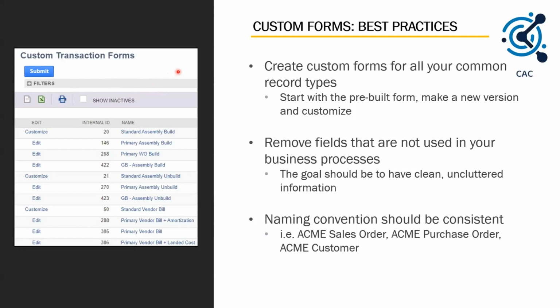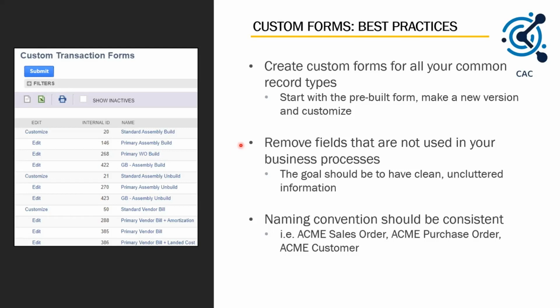So best practices, create custom forms for all your common record types. So what you want to do is start with the pre-built form. There's always going to be a standard form, such as standard assembly build. And you can see over here, we know that this is a default form because it says customize. If it's already a form that has been customized, it'll say edit over here instead. So this primary assembly build is a form that has already been customized and made specific for the business purposes.